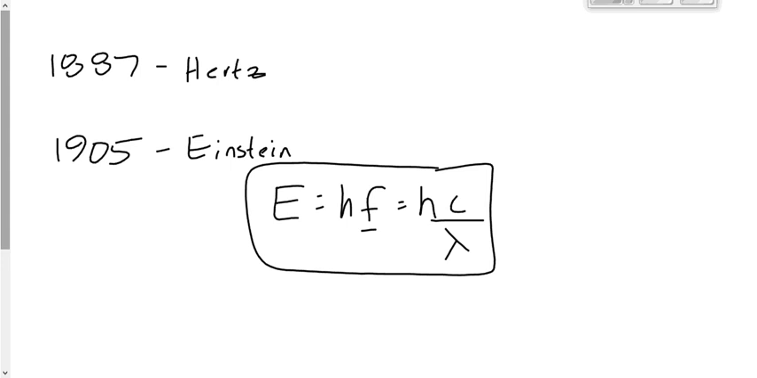So in 1905, this little-known patent clerk in Switzerland who came up with this photon theory explained something that couldn't be explained by anybody. This is the evidence that he needed to support his photon theory. Remember we talked about wave theory? We said diffraction, interference, refraction, polarization. Now we have evidence for the particle theory or the photon theory of light.